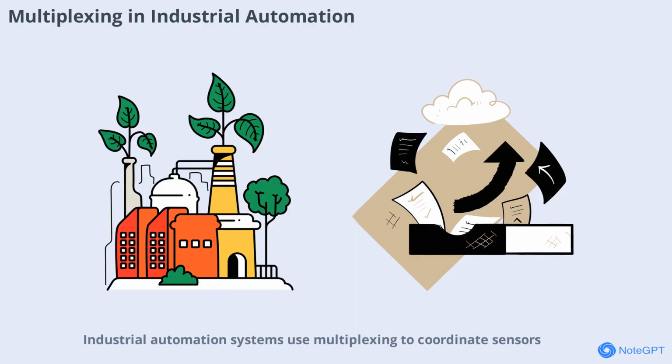Industrial automation systems use multiplexing to coordinate sensors, controllers, and machinery. By sharing communication channels, multiplexing enables real-time monitoring and control, improving efficiency and safety in manufacturing environments. This technology is essential for the development of smart factories and Industry 4.0.